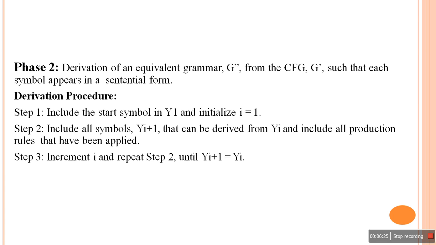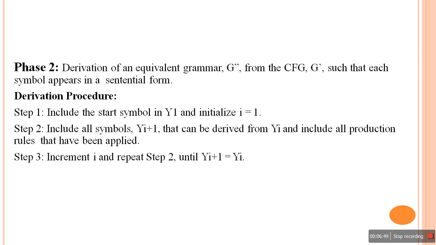Phase 2 of reduction of context-free grammar: we will derive an equivalent grammar G double dash from the context-free grammar G dash such that each symbol appears in the sentential form. Sentential form means it will comprise the root node also. This derivation procedure comprises 3 steps.